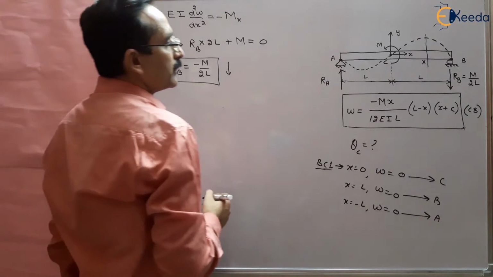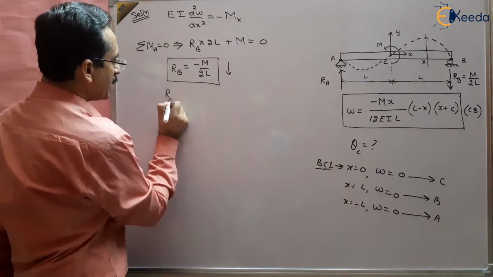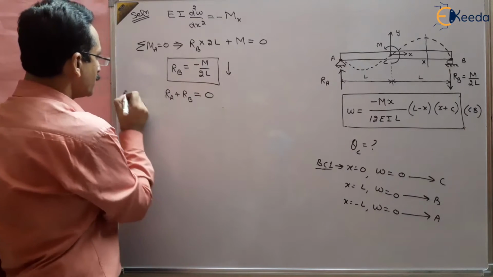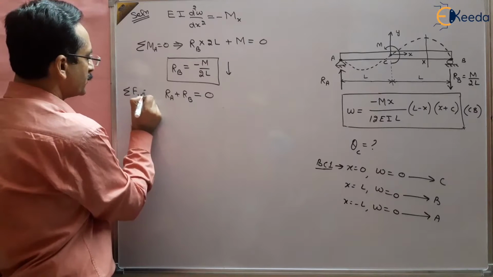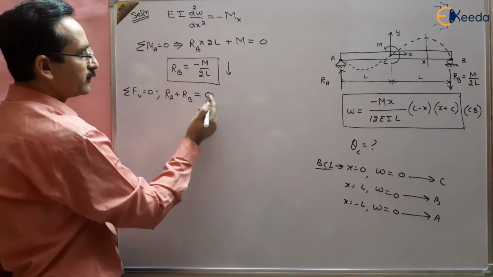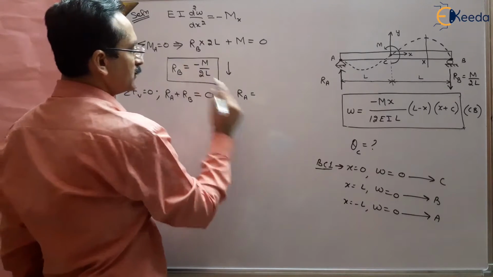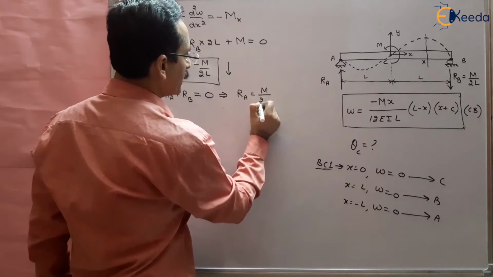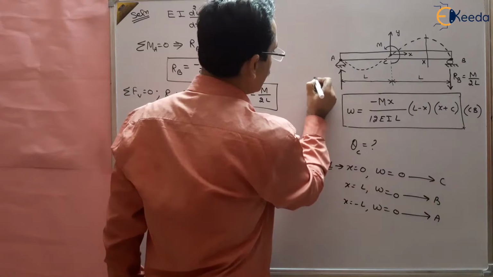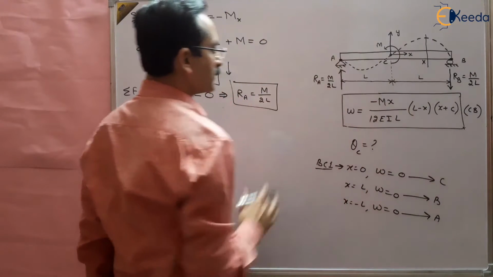And we know that there is no vertical force, so the sum of all the vertical forces should be equal to 0. There are only two forces, so RA plus RB equals 0. This implies that RA will be equal to, since RB is minus, plus M by 2L. So RA is M by 2L. So we have found out the reactions.